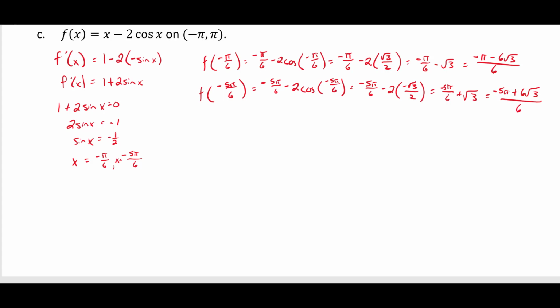So our two points in this case are negative pi over 6 comma negative pi minus 6 root 3 over 6, and negative 5 pi over 6 comma negative 5 pi plus 6 root 3 over 6.